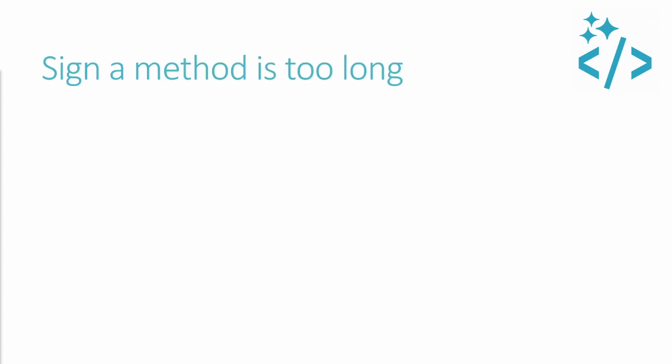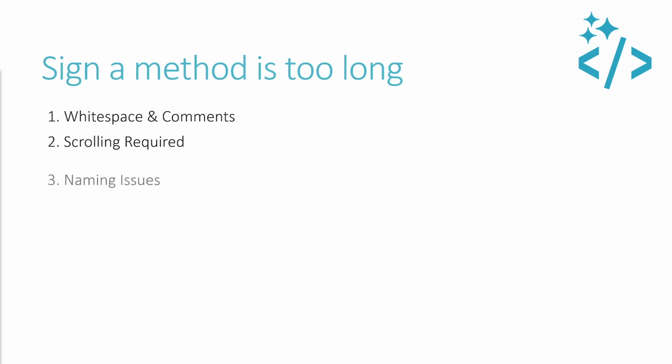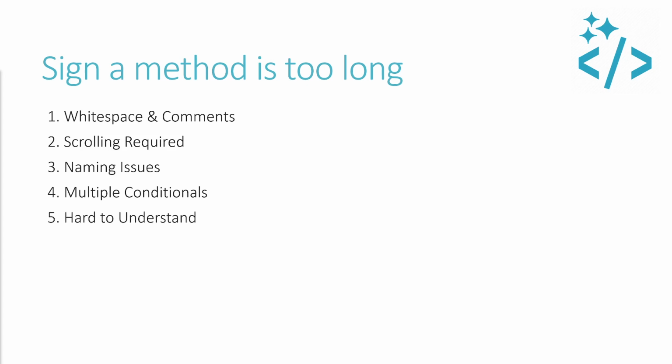We have different signs that a method is too long. So for example, if you have too many white spaces and comments, scrolling is required to see the whole method. The naming is not clear, you have multiple conditionals, and it's hard to understand. A method should really not be over 20 lines and should really not have over 3 parameters.